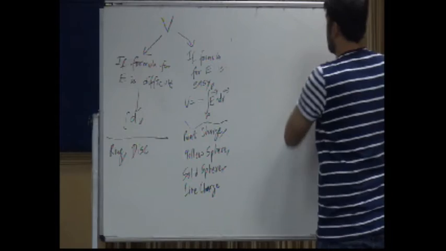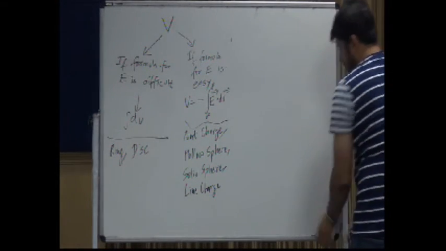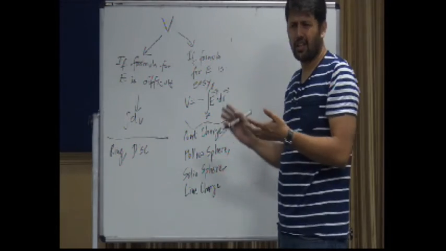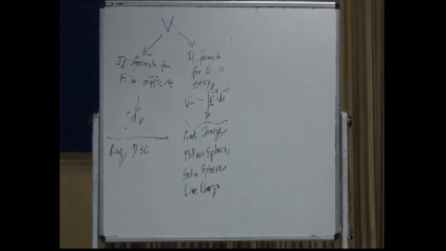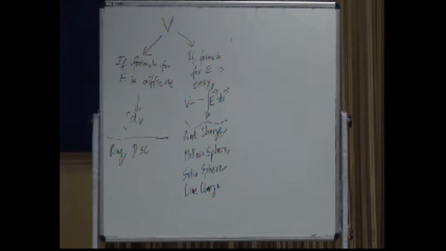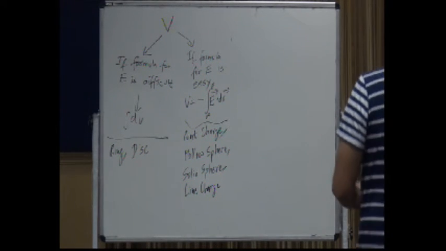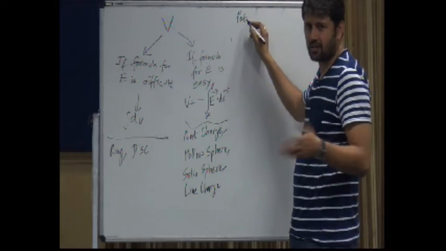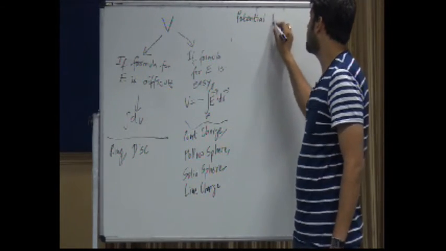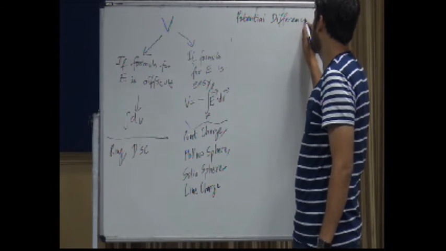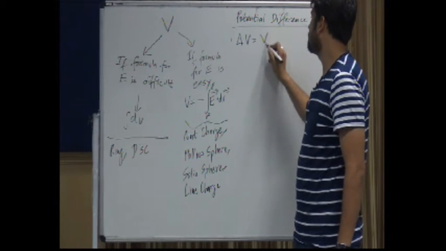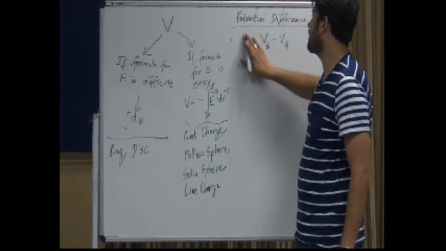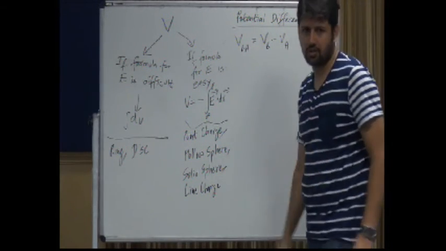So before we proceed further, I just taught potential difference. Did I? I just gave a reference of potential difference. Heading wise, I'll just write: you already know potential difference is what? Delta V is what? V_B minus V_A, or you can write it as V_BA as well.